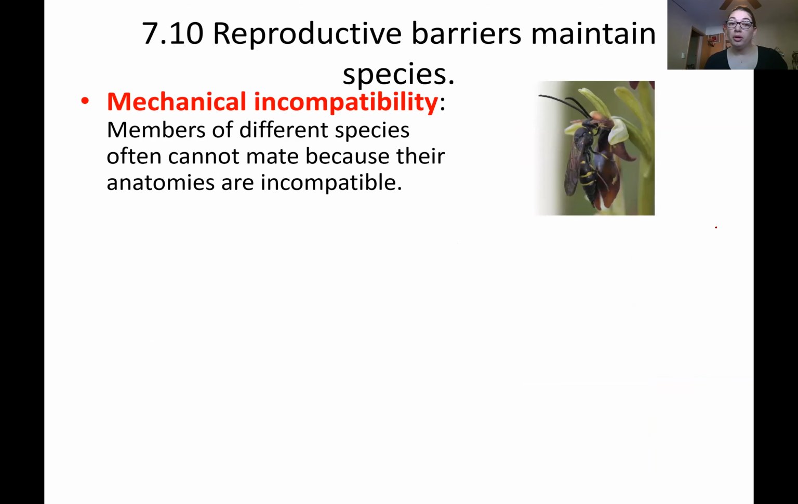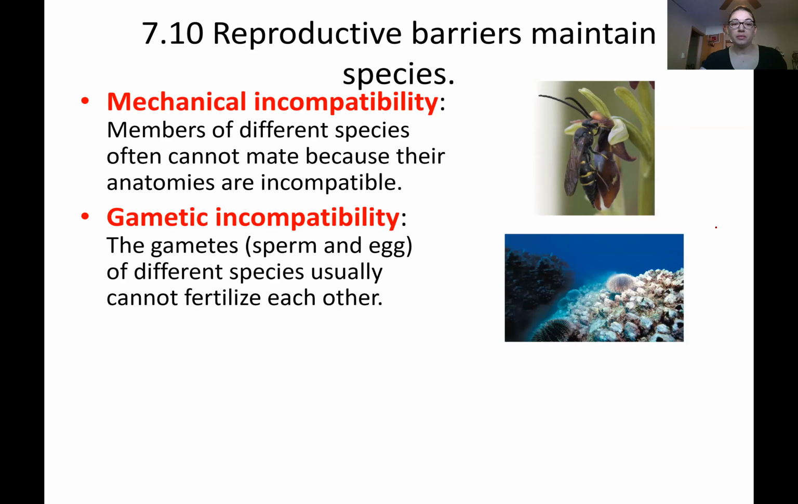Okay, more reproductive barriers. Mechanical incompatibility. This is where you have members from different species that are not able to mate because their anatomy is incompatible. Their anatomy is kind of a lock and key fit, and it has to be a very specific anatomical shape, and if it doesn't match, they cannot breed.